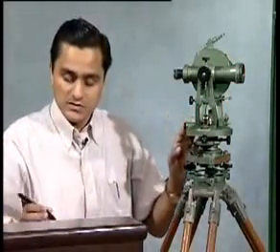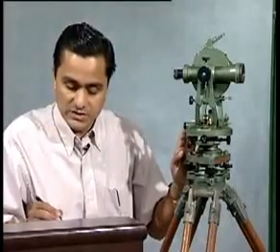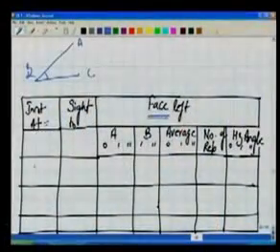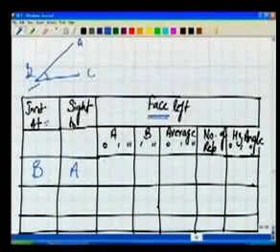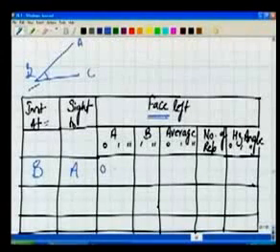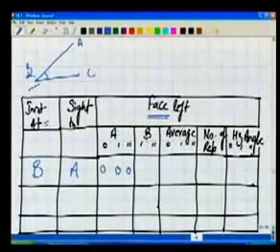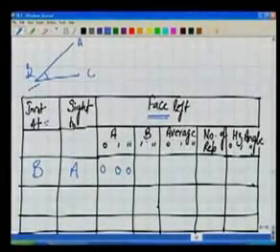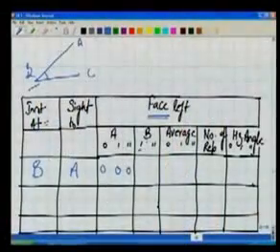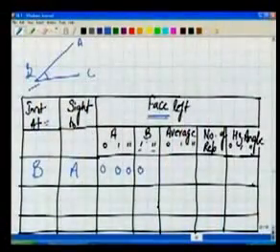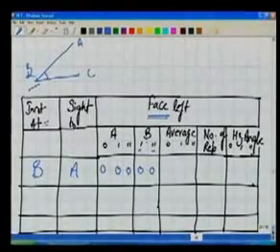So what I do, the very first thing here is, instrument at B. We have kept the instrument at B, we have sighted A, sight to A, and the readings at that point were 0, 0, 0. Here this is for vernier A and this is for vernier B. In vernier B, we write only in minutes and seconds. So it is 0 and 0. If it is not 0, 0, whatever the readings will be, we will write that, because there might be some case where it will be so.